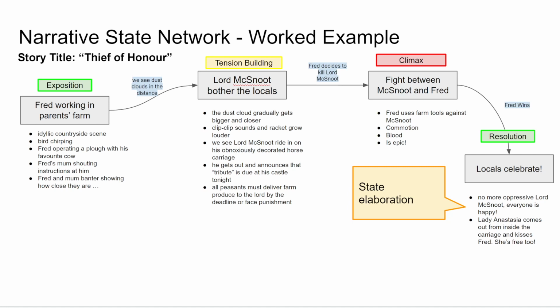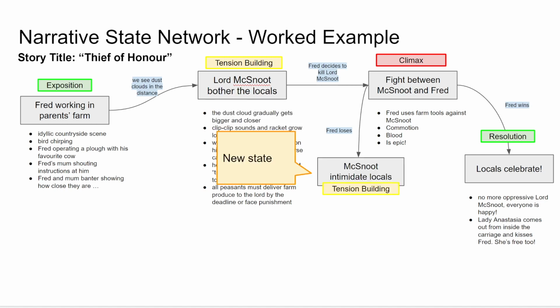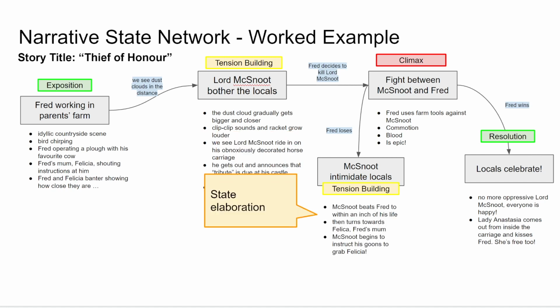But we can have user choice. Basically it's not just a single thing. So if we were to add user agency, that means we're taking into account choice and people being able to affect the world. So what if Fred lost? What if Fred doesn't always win? Then we just build that out. So Fred loses.